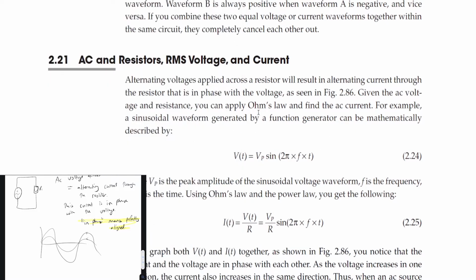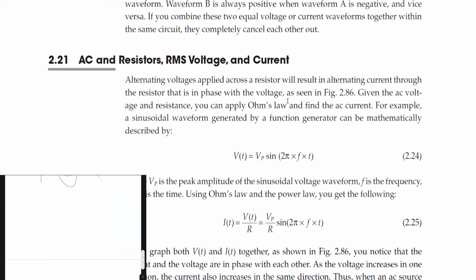So given the AC voltage and resistance, you can apply Ohm's law and find the AC current. Ohm's law: AC current is equal to AC voltage divided by resistance.